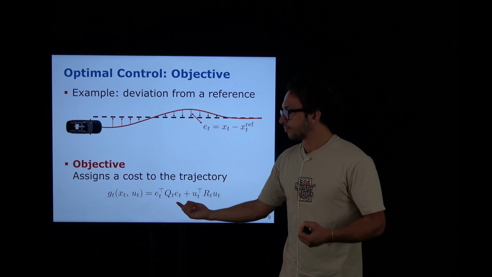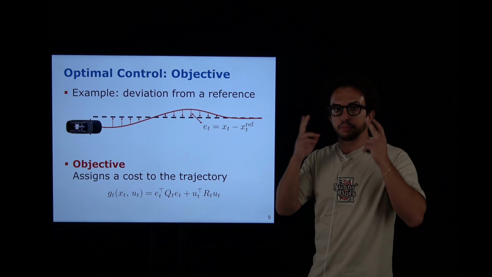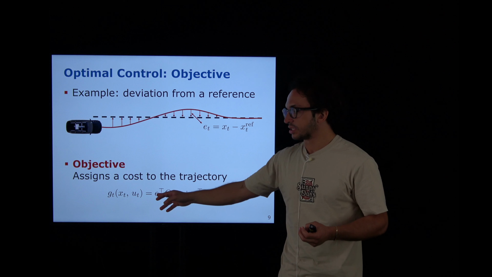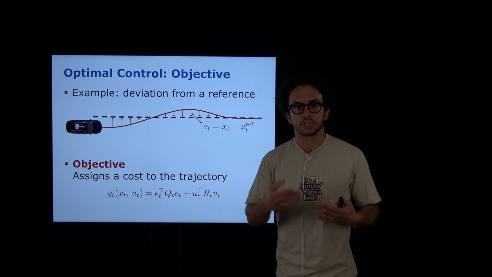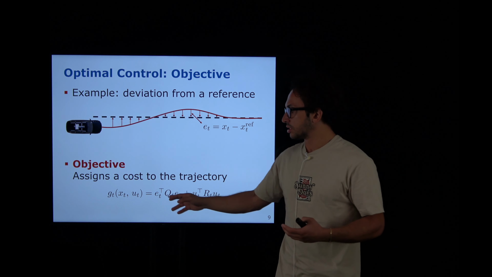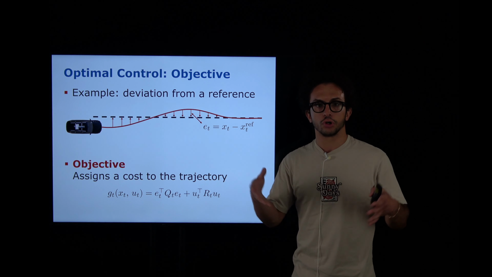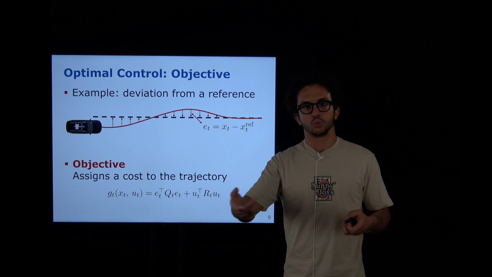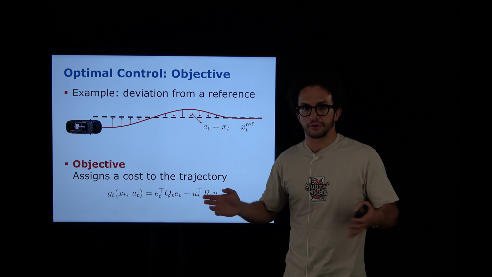And notice that this is a cost function. So it's something that gets minimized. Hence we have this shape, this is a quadratic form. So when Q and R are positive definite matrices, this is minimized by error and input going to zero. So this is basically the optimum that we would like to reach. No error and basically no actuator effort.